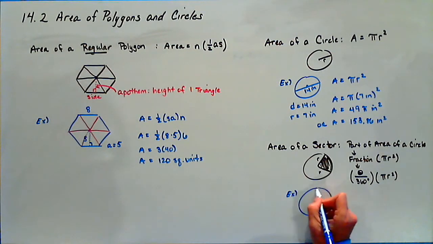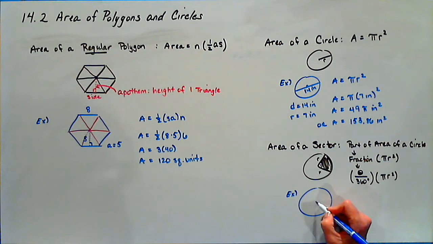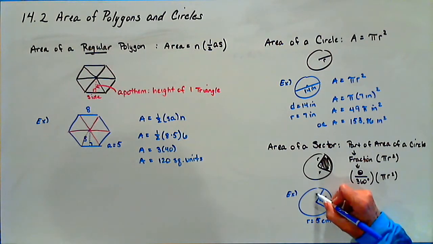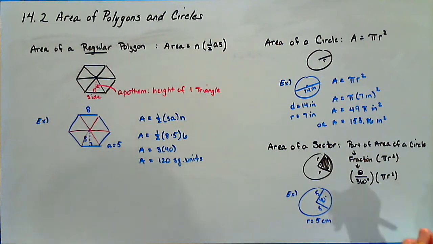So let's say we have this circle, and I tell you this central angle, mine's a little larger so you can see it, it's not drawn to scale. That central angle is 40 degrees. And let's keep the numbers nice. Let's give you a radius of 5 centimeters. So this is 5, this is 5.